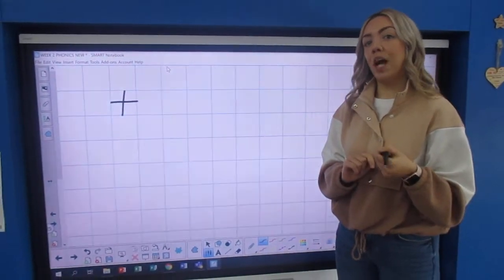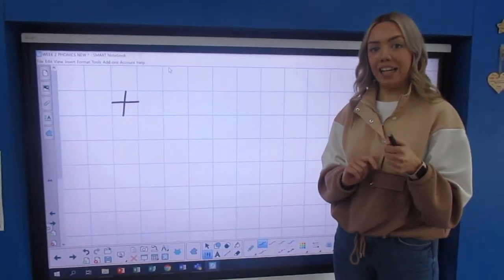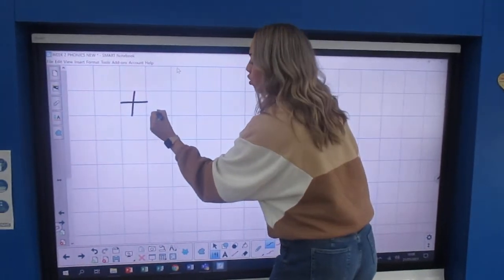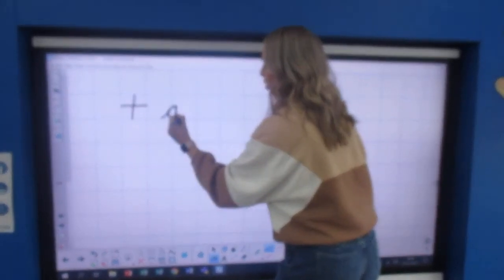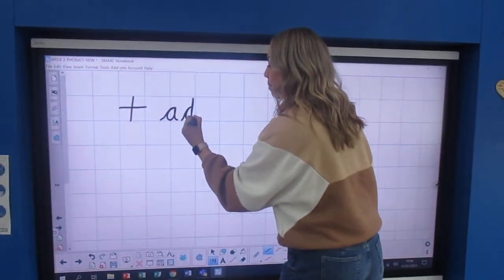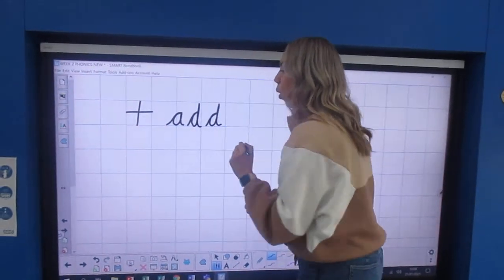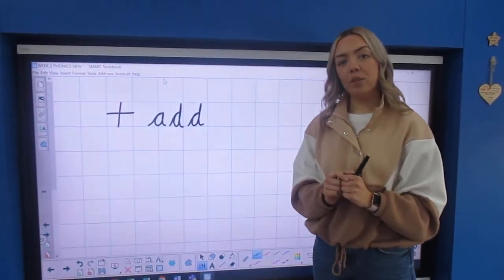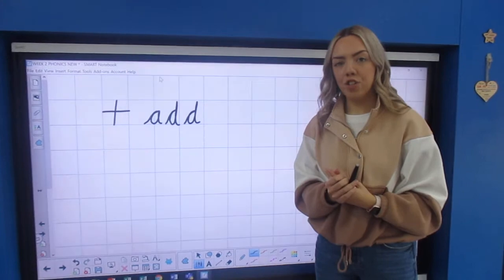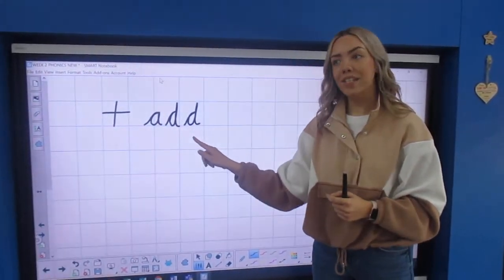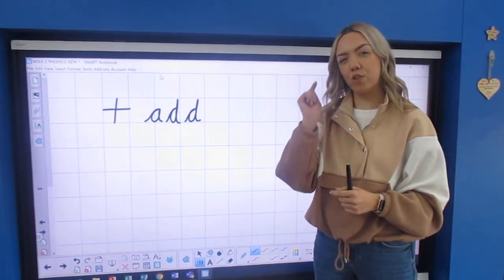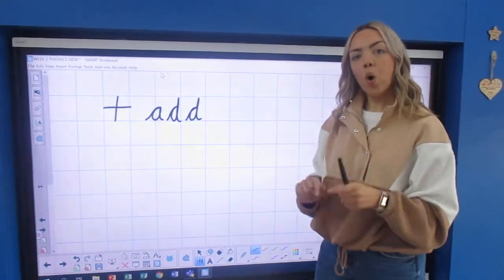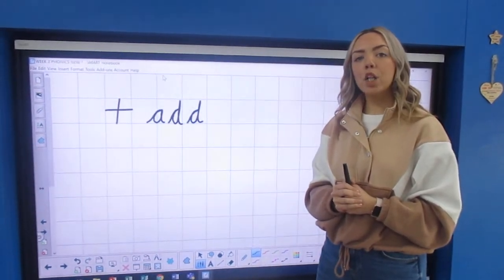And on your whiteboard now, I would like you to write the word add. So to help us remember, add, and it's got two d's, okay? Because it's really important that we know what the word is as well as the symbol, okay? Because sometimes in maths questions, it might look like the word instead of the symbol. So it's really important for us to know that. So this is our symbol and it means add or it means plus.